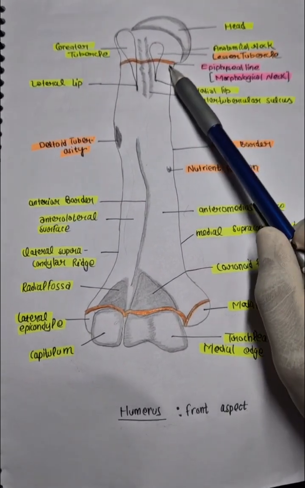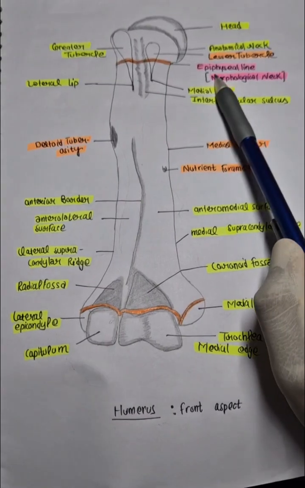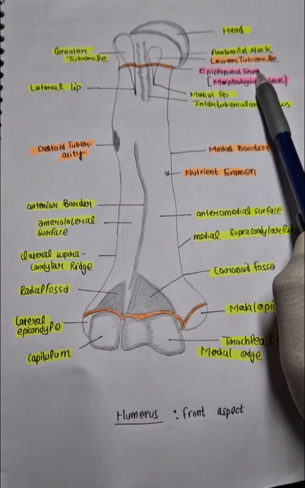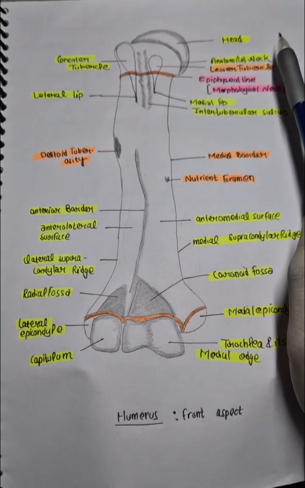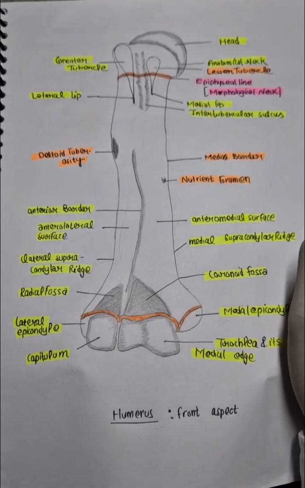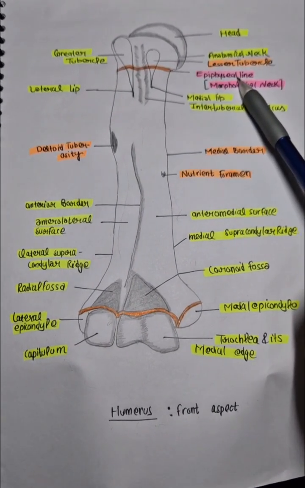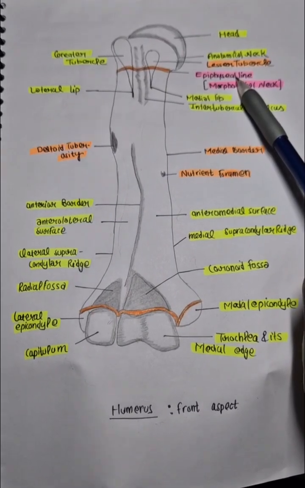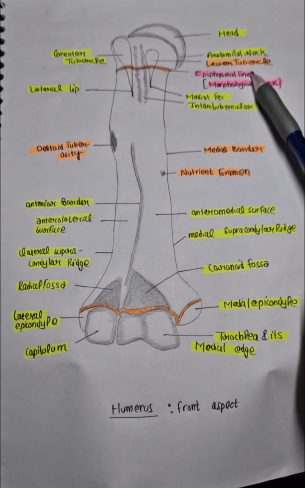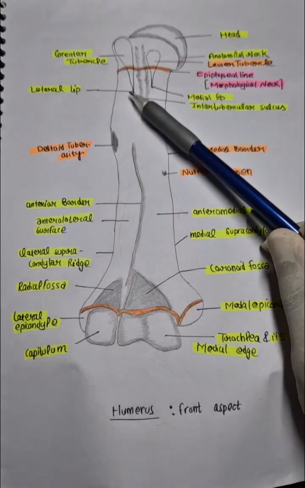Now we come to the epiphyseal line or morphological neck. It is the junction of the convex end of the diaphysis with the concave end of the upper epiphysis. As in the name epiphysis, so epiphyseal line.